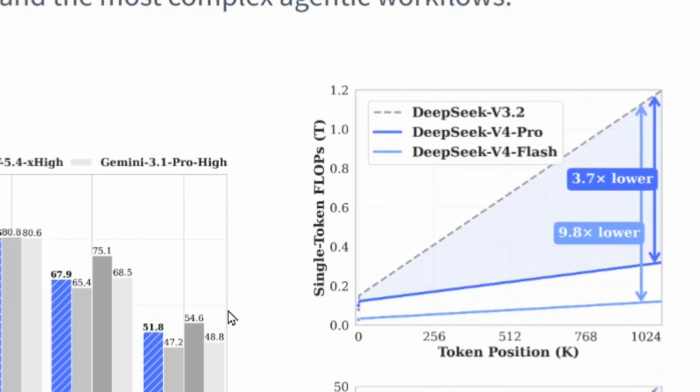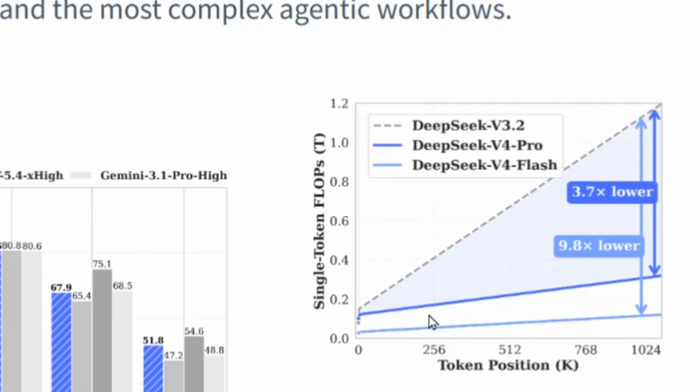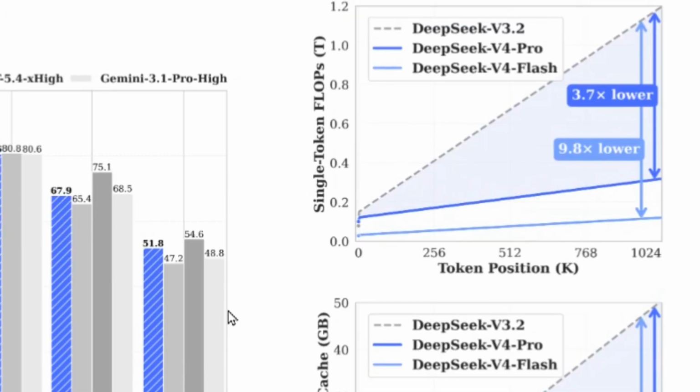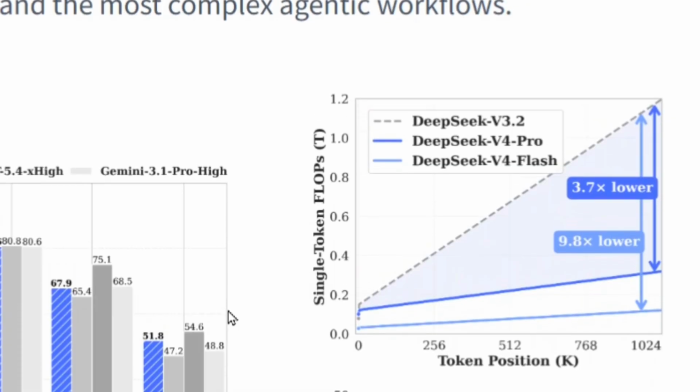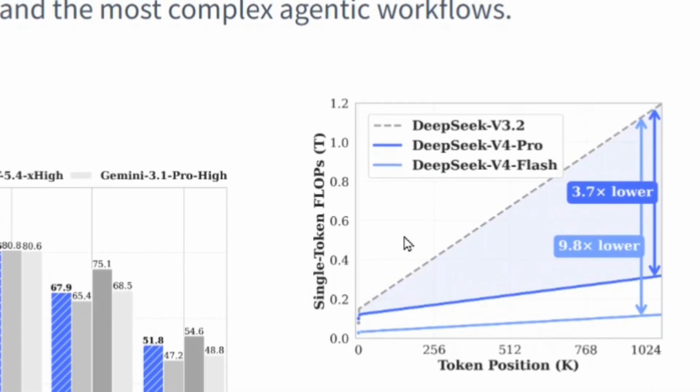Now, let's talk efficiency, because this is where things get really interesting. Take a look at this graph. On the y-axis, we see flops, which basically measures how much computational effort and electricity the AI requires to process information. And interestingly, the improvements are massive. DeepSeek V4 Pro is 3.7 times more efficient than the previous V3.2 model. Meanwhile, DeepSeek V4 Flash is nearly 10 times more efficient. Think about that for a second. That's an enormous leap in optimization.